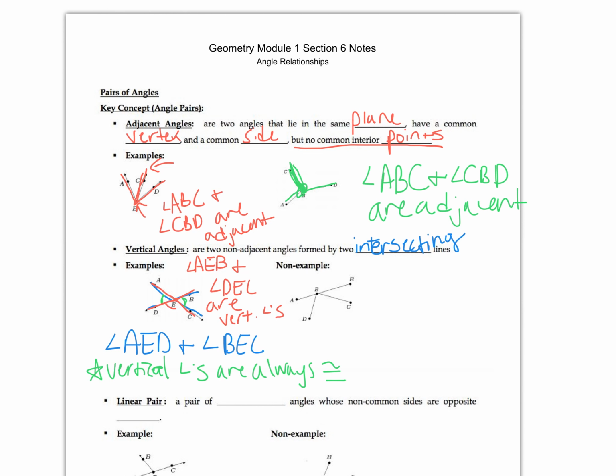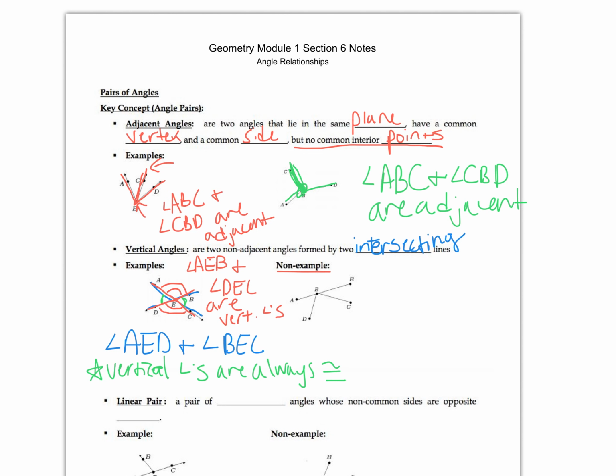So I'm going to actually just draw two congruency lines on those so that that says that these two angles, the red ones that I've outlined, are vertical and congruent, and that the green angles are congruent as well since they're vertical. Okay, let's look at our non-example of vertical angles.